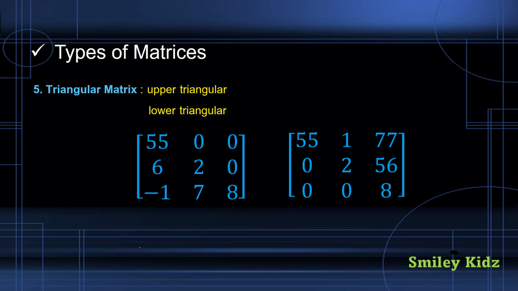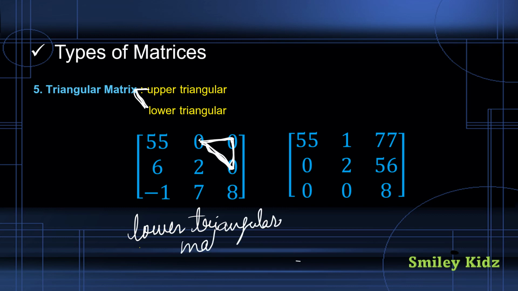Moving to the last matrix, we have triangular matrix. In triangular matrix, we have two types, that is upper triangular matrix and lower triangular matrix. If the triangle is getting formed towards the top of the matrix, such a matrix is known as the lower triangular matrix. On the other hand, if the triangle is getting formed at the bottom, then it is known as upper triangular matrix.